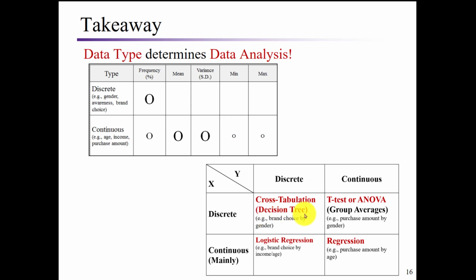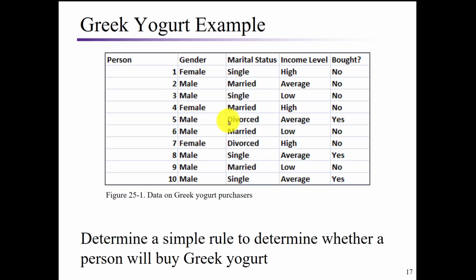That means we are interested in the relationship between y and x. Especially for decision tree, we need to have discrete x variables and a discrete y variable. Then we can run a decision tree analysis. This is a data set we are going to analyze.